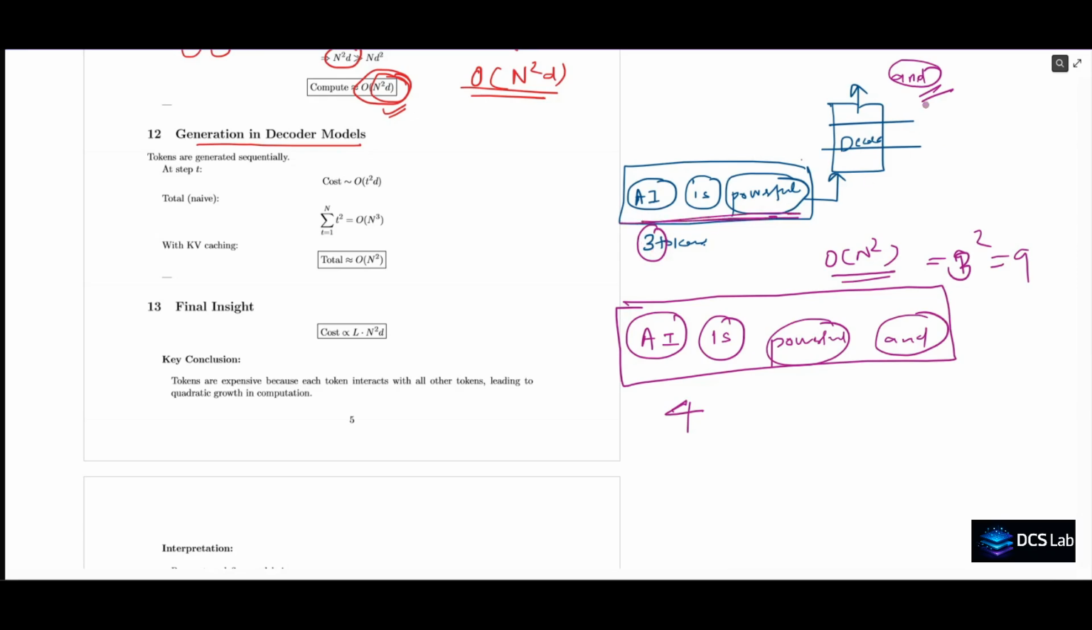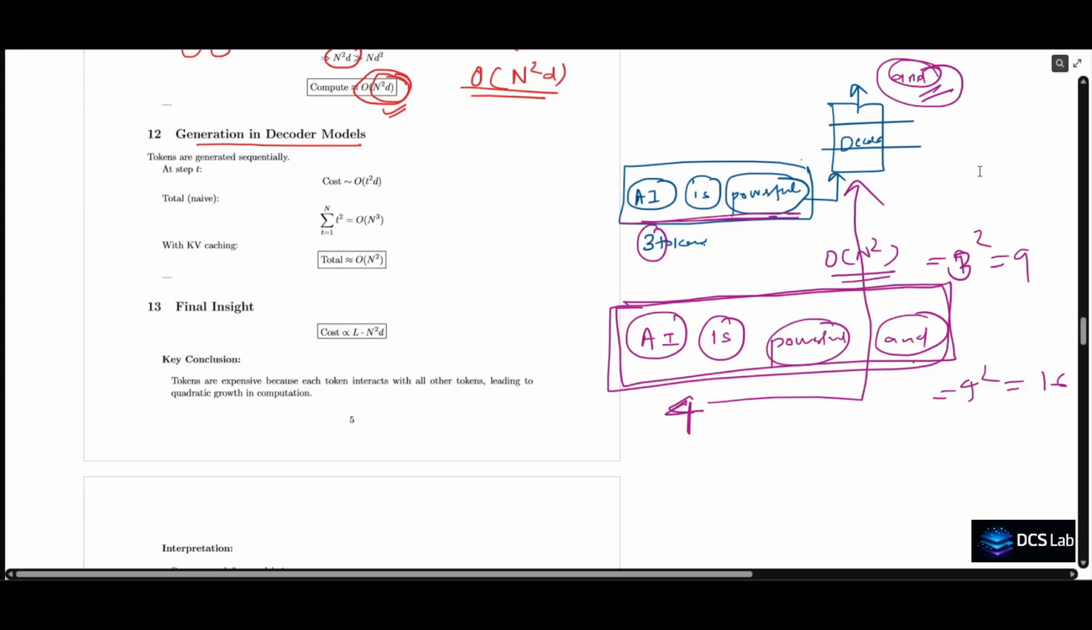I use this to predict the fourth token, that is, and once I have that in place, now I will use this to predict the fifth word, right? So now you have an input of 4, so this will be fed again to the decoder model, and the computation cost would be order of 4 square, which is 16, right? Now you get some word.